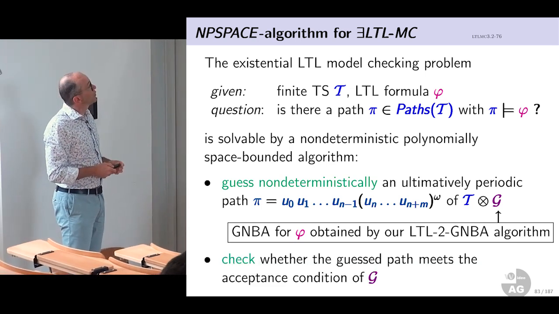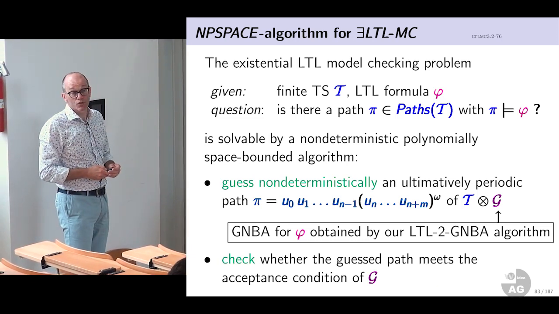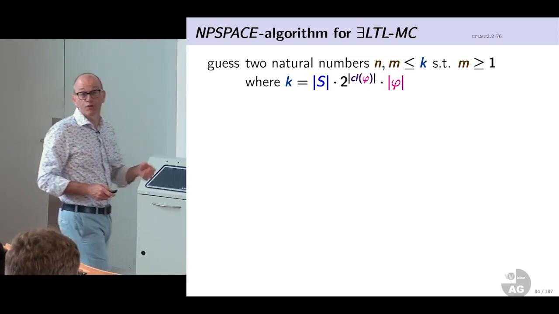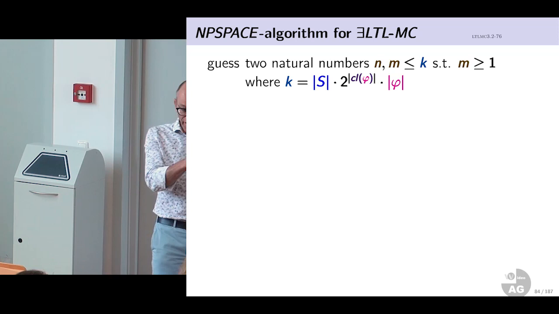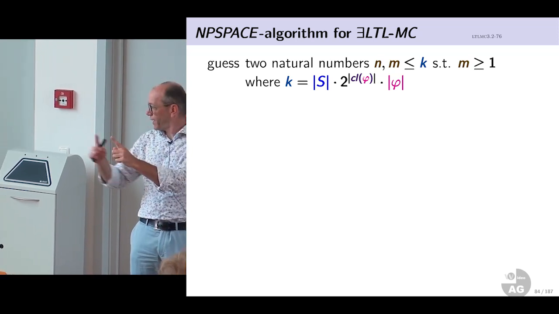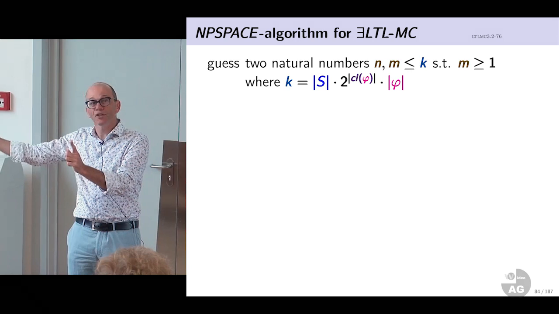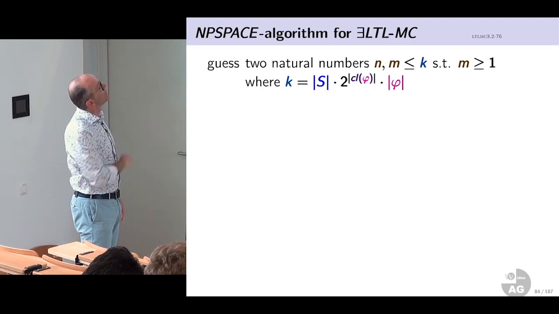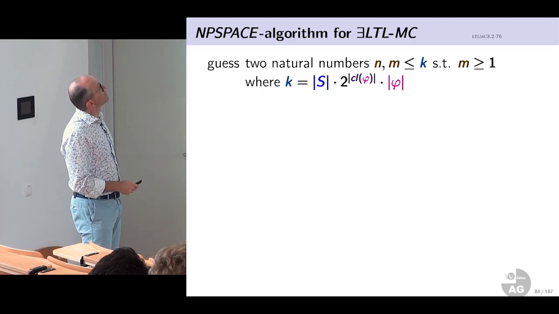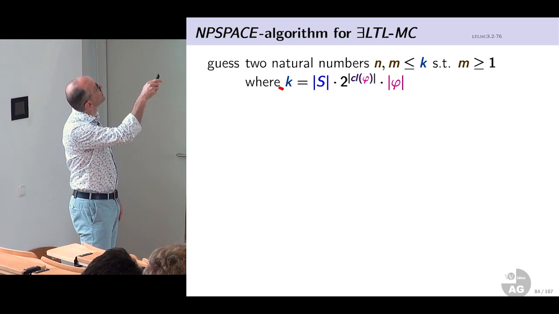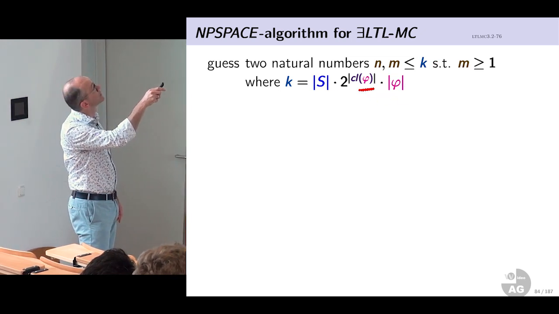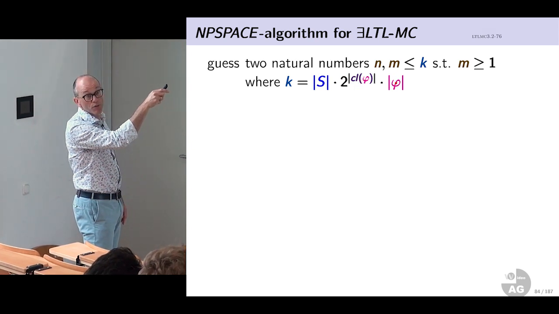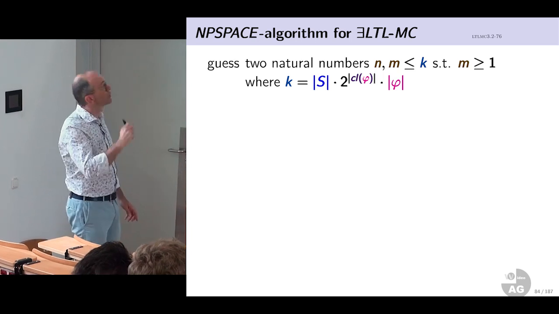And then what we do is we check whether the guessed path meets the acceptance condition. What does that mean? We are going to guess two numbers. So first we guess a path. Now we need to have a finite prefix, and then we have this cycle. Where do we start the cycle? So we're going to guess two natural numbers, n and m, satisfying the criteria before. So that means that this k is exactly the number that I just explained, the number of states in the transition system times the number of states in the automaton times the size of the formula, because we have to fulfill all the until subformulas.